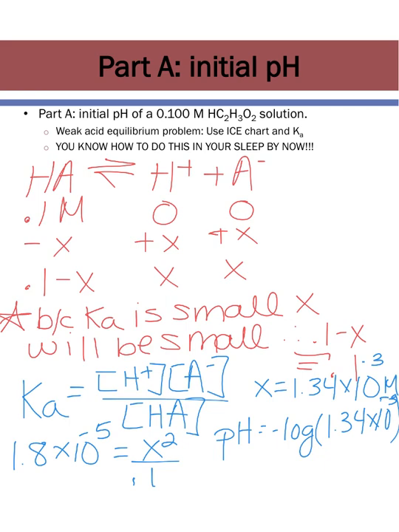We do need to check significant figures. We are starting with 3, so therefore we will need 3 digits after the decimal. So my pH is going to be 2.872. And that does sound reasonable for a weak acid, so we know we are in the right range.